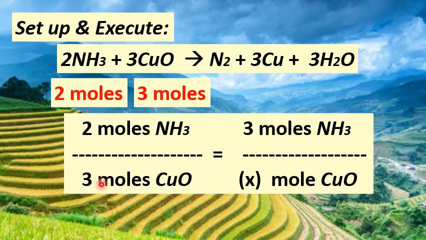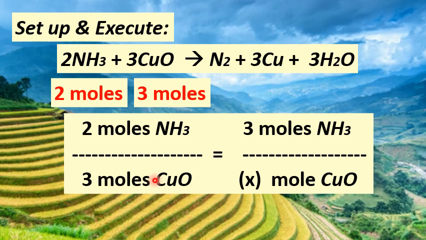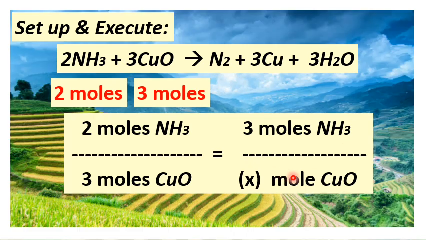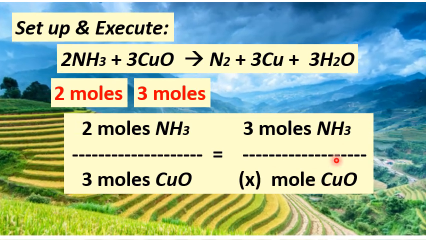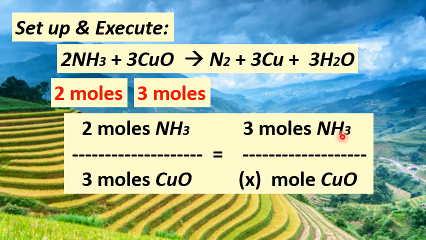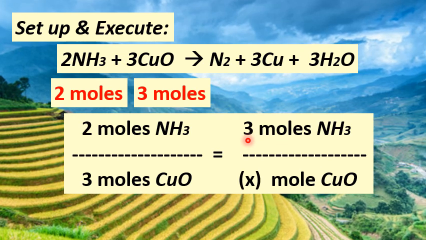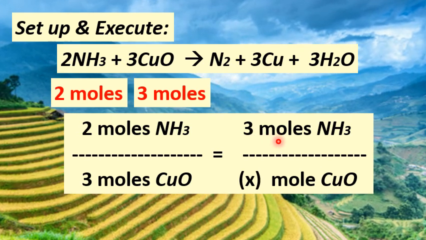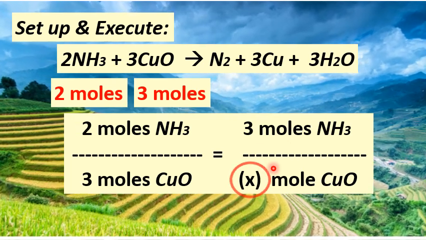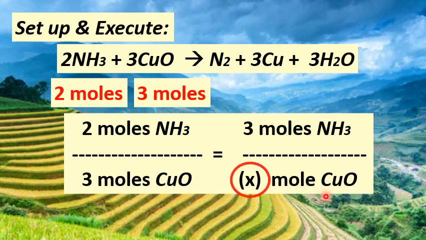Our ratio and proportion equation goes like this. 2 moles of ammonia over 3 moles of cupric oxide equals 3 moles of ammonia over X mole of cupric oxide. The amount of moles of ammonia used in the chemical reaction is exactly 3 moles. And we ask how many moles of cupric oxide is needed. Therefore, our target variable X is the amount of moles of cupric oxide.